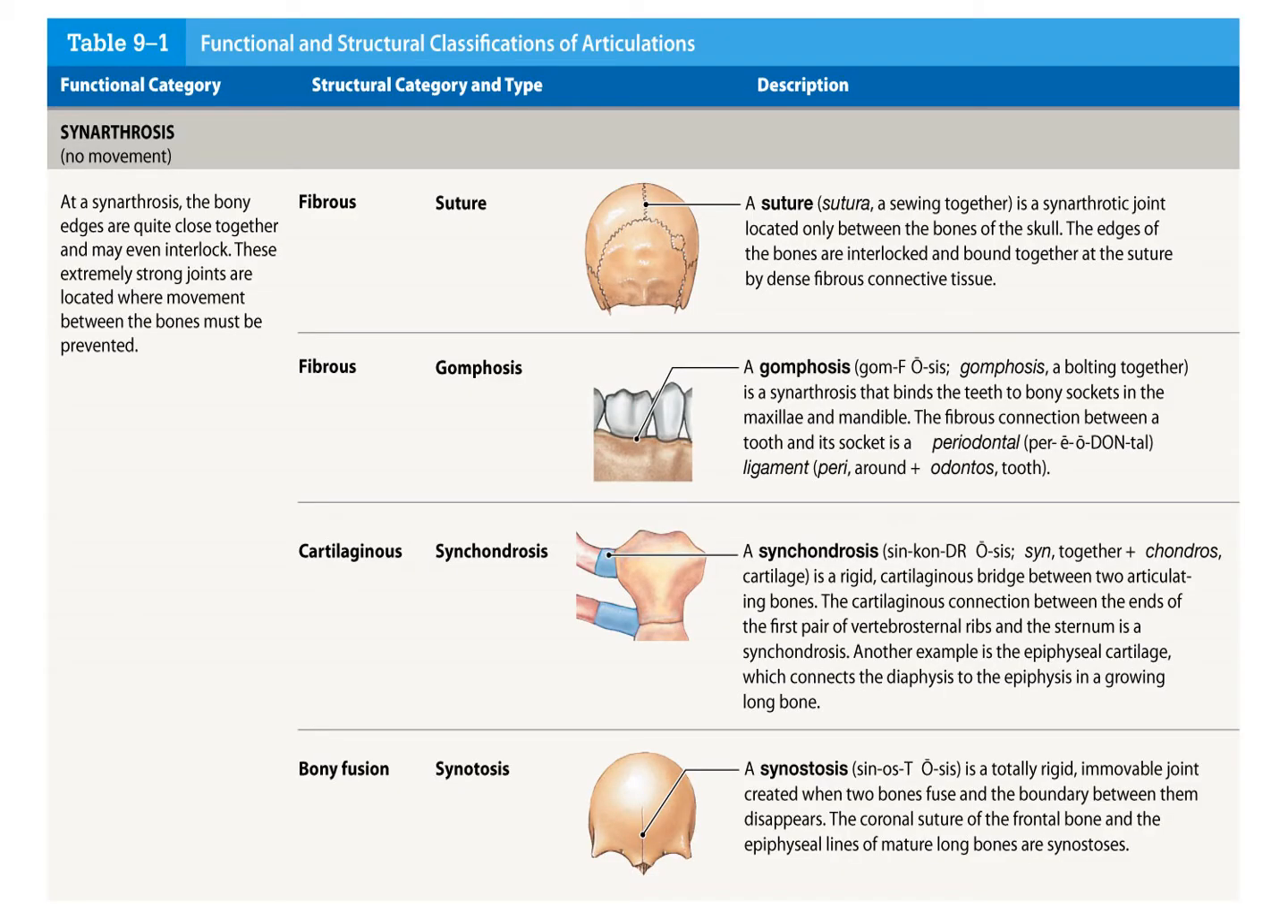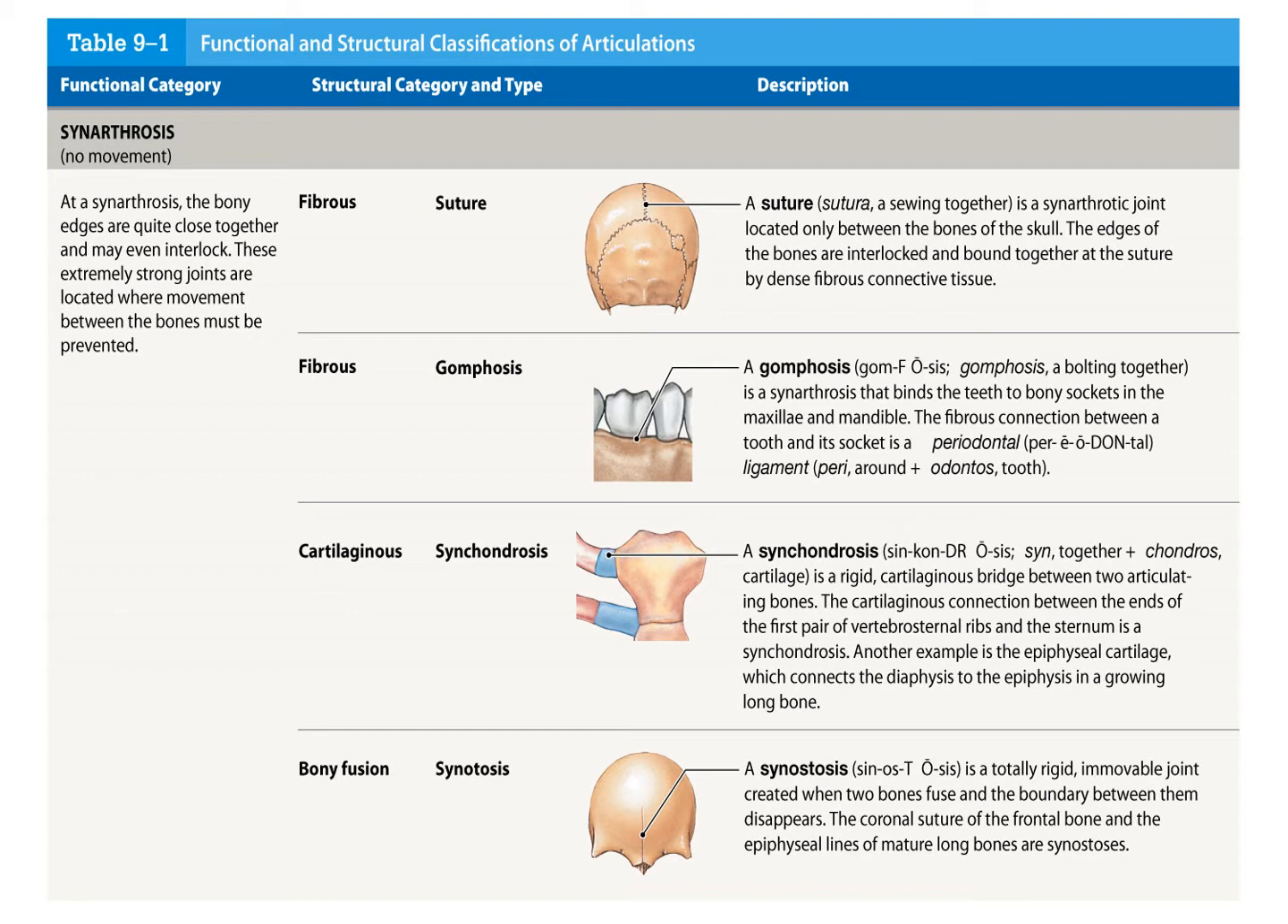So on this table, and this is straight out of your book, so you can look these up, if you look right up here, it says synarthrosis. That's our functional category, which is a joint that does not move. And then up here, you see our structural category. So the functional category of this entire slide is synarthrosis, so we're looking at joints that do not move. And then we have multiple sub-classifications under the structural category.